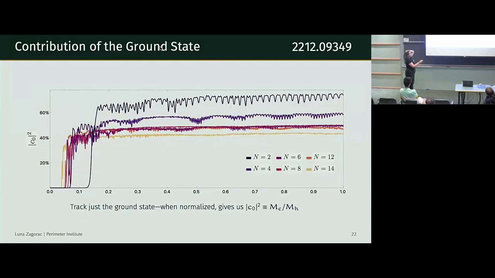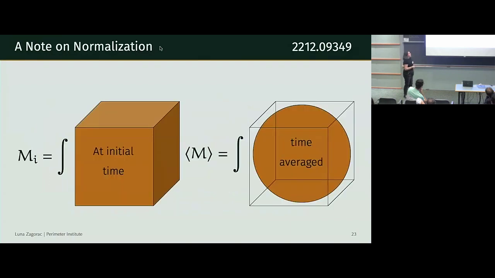And these oscillations happen because we're in the interaction picture, right? And all of those messy things are happening to the center. It's breathing, it's walking around, stuff like that. So we're just considering the ground state, which when normalized, C0 squared is just M_C over M_H, which is what we want. Now a note on that, when properly normalized.